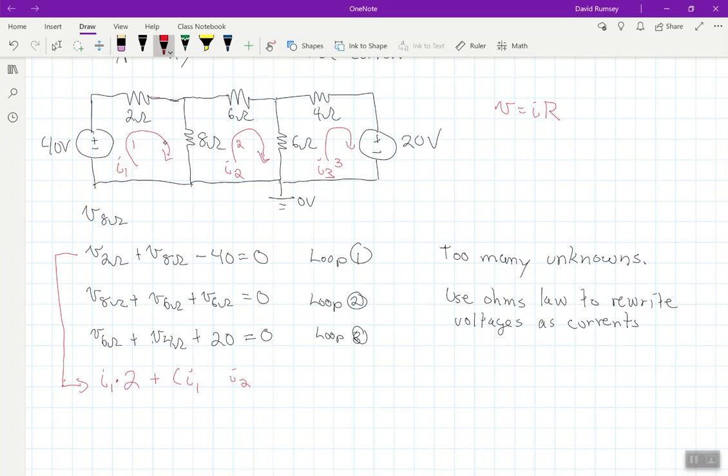If I see here, I1 is going down, I2 is going up. That means they're going against each other, and if they're going against each other, it's subtraction. So it would be I1 minus I2 times 8 ohms. Let me finish writing the equation. Continuing on with this loop here, we'd get minus 40 equals 0.